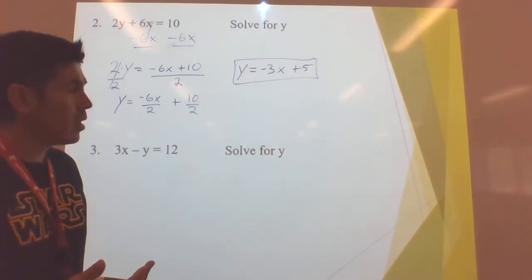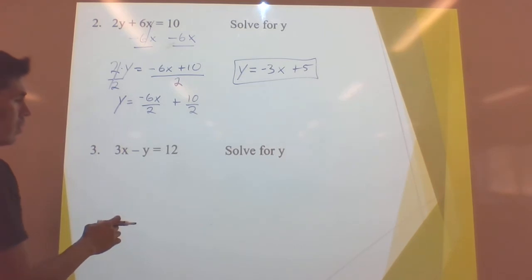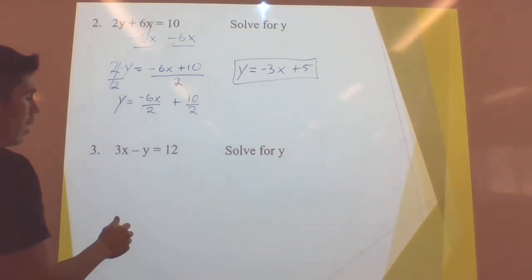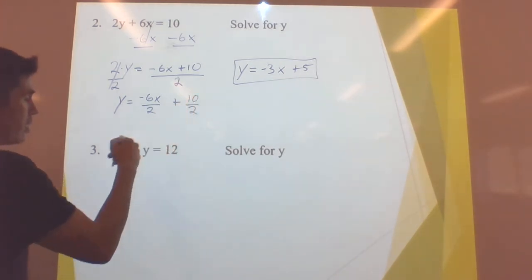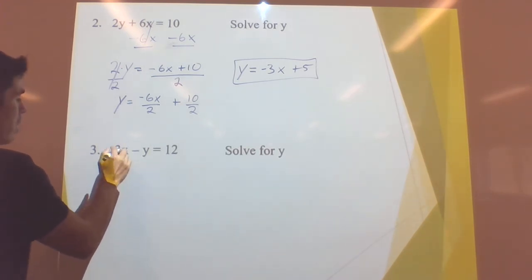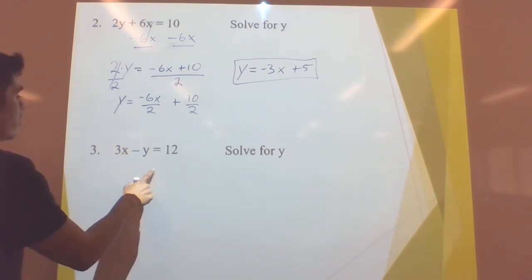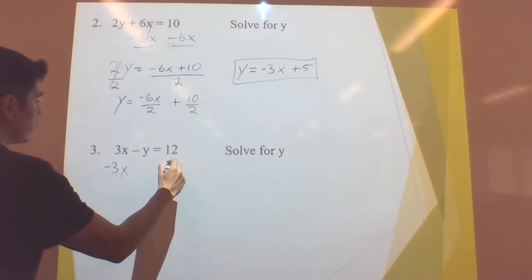We're going to do number 3. Kind of the same thing here. Since the y is negative, again, you want to get a positive. I'm going to use the same approach. I want to get y by itself. So what I'm going to do is take this 3x and move it over there. I do that by doing the inverse.